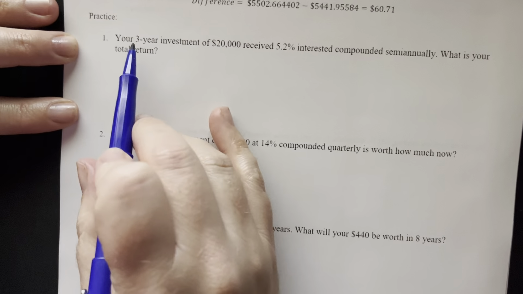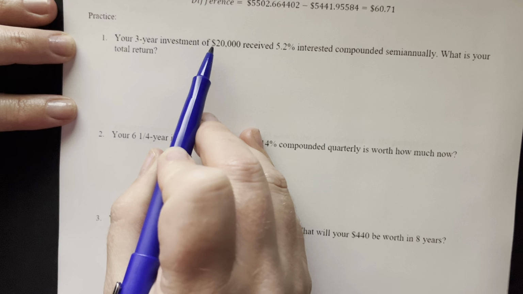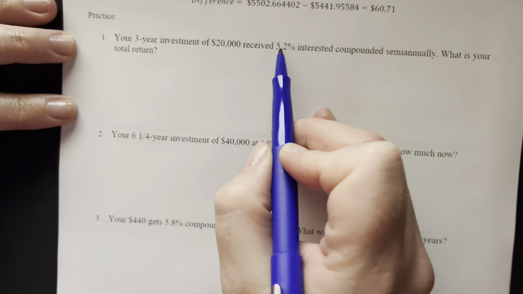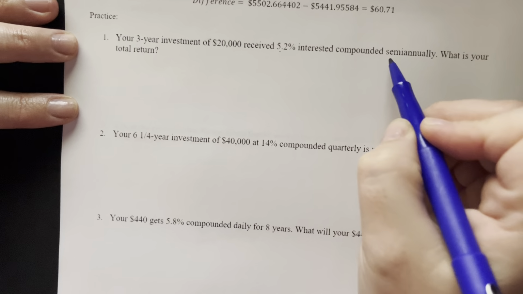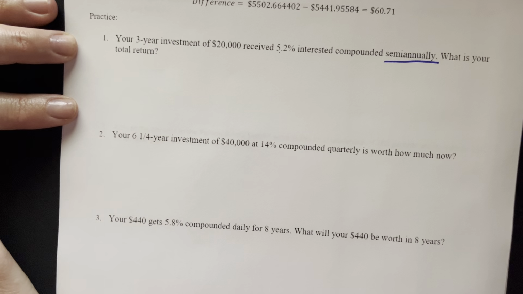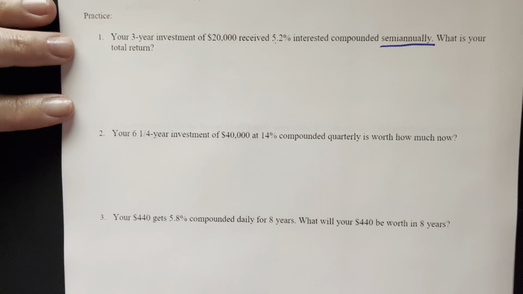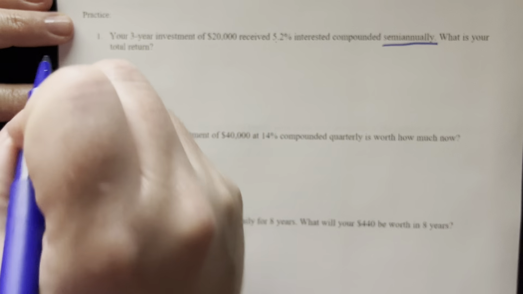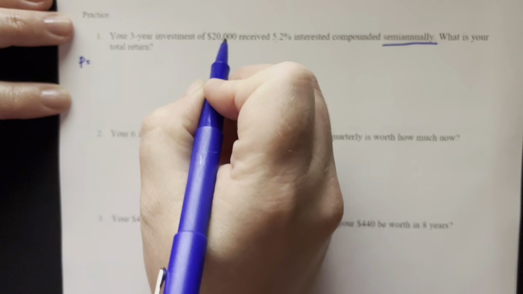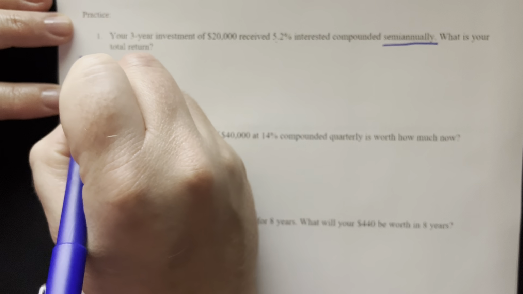So we have a 3-year investment of $20,000 that received 5.2% interest compounded semi-annually. What is your total return? So just like before, I like to list out my information. So the principal amount, our starting amount, was $20,000.